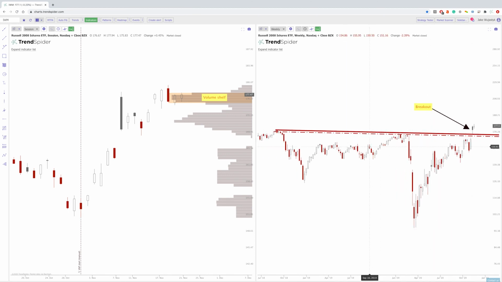So SPY, QQQ don't look great. However, IWM is still holding. Keep that in mind into the week ahead. The last one we'll do is VIX.